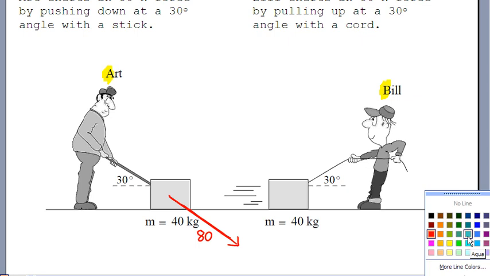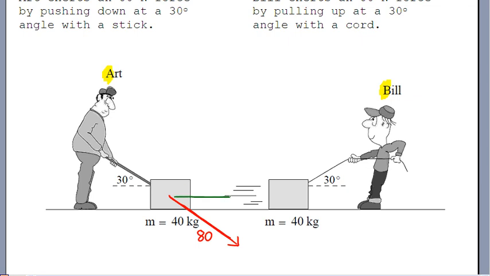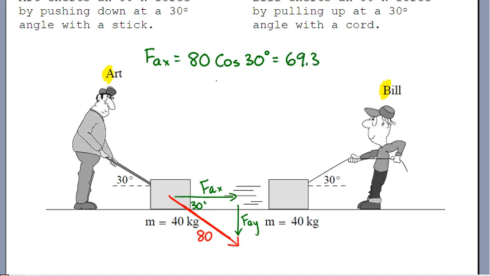And that 80 is going to have a couple of components to it. It's going to have a sideways component to it, and it's going to have a vertical component to it. And it's actually pretty quick and easy to find out how big those green little components are. Same 30-degree angle would show up here. And so if you want to talk about Art's FAX and his FAY, easy stuff. FAX would be 80 times the cosine of 30 degrees. And that ends up being 69.3 newtons. Art's FA in the y direction would be 80 times the sine of 30 degrees. That would be 40 newtons.